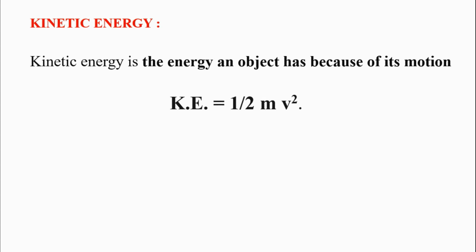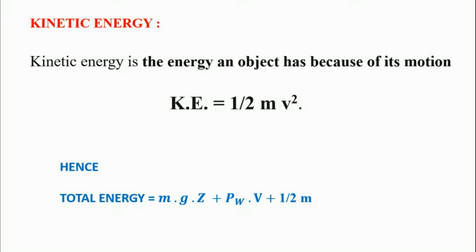Hence, total energy equals the multiplication of mass of fluid, acceleration due to gravity, and depth of fluid from datum to the channel bed, plus the multiplication of pressure of the water by the volume of fluid present in the given volume, plus half of mass of fluid and square of velocity of water in the direction of flow.